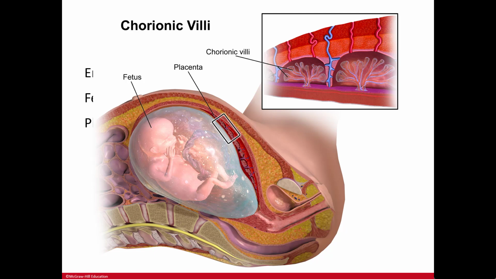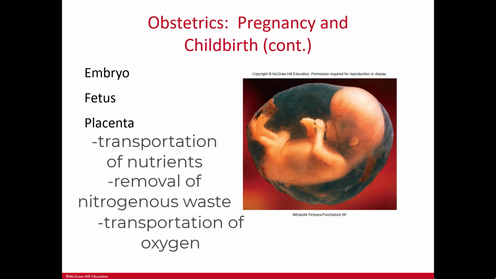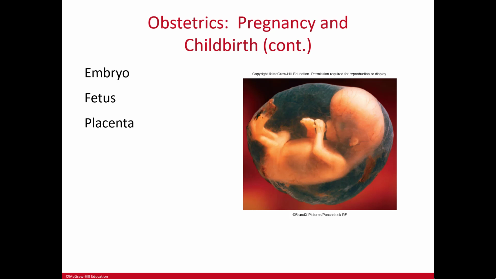The placenta has several functions: transportation of nutrients like glucose, amino acids, fatty acids, and minerals from the mother to the fetus, removal of nitrogenous waste like ammonia, urea, and creatinine from the fetus to the mother so the mother can excrete them, transportation of oxygen from the mother to the fetus and removal of carbon dioxide from the fetus so the mother can excrete it, providing maternal antibodies to the fetus, and secretion of maternal hormones from the mother to the fetus.